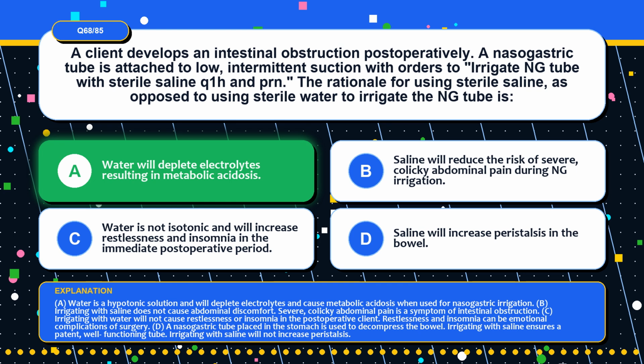D. A nasogastric tube placed in the stomach is used to decompress the bowel. Irrigating with saline ensures a patent, well-functioning tube. Irrigating with saline will not increase peristalsis.